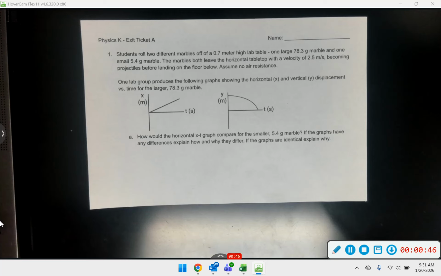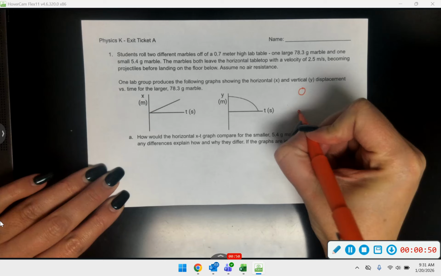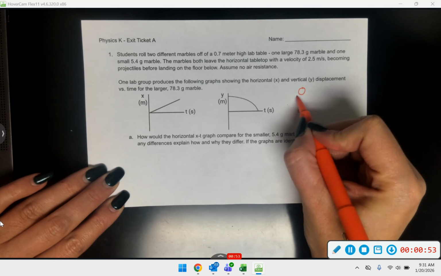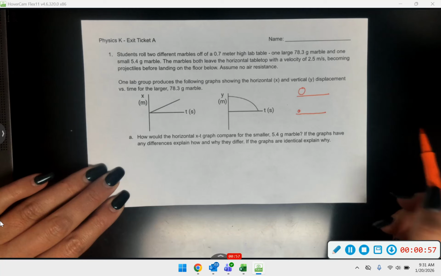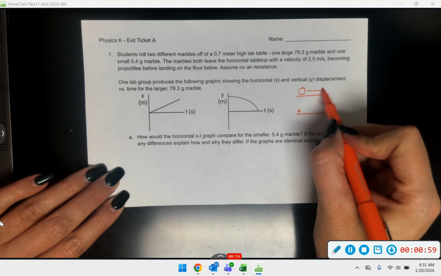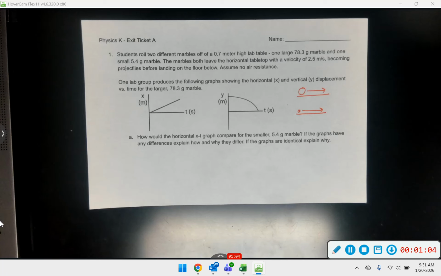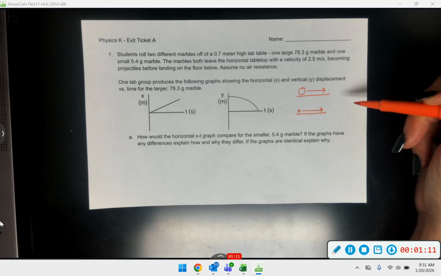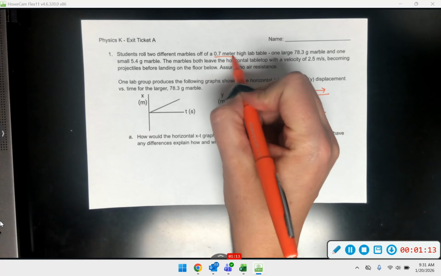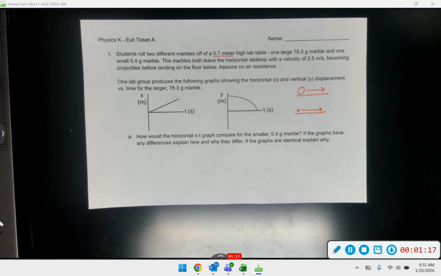So this describes a scenario where you basically have 2 marbles, and they're both going off of a tabletop and they're both going to land on the floor below. Both of them have the same initial velocity whenever they're rolling, and so the only difference is the mass of each. Because this is the same tabletop, it's the same distance from the floor. They're both 0.7 meters high. I know they don't look like that the way I drew it, but just go with me here.